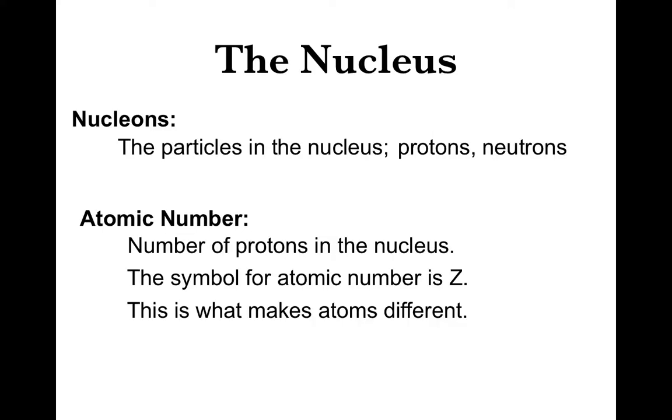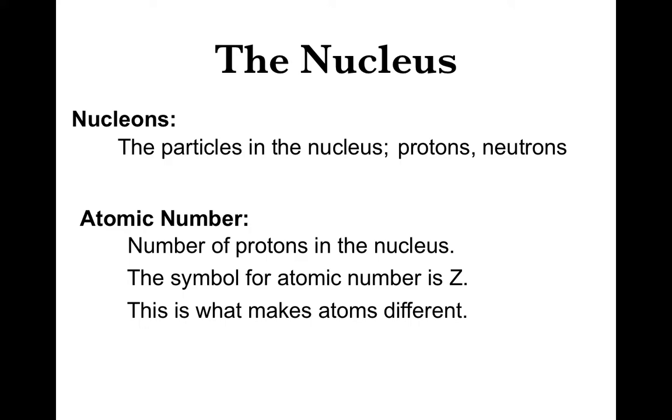We're going to review some of the things that hopefully you already know about the atom. So nucleons, those are the particles that are found in the nucleus, right? The nucleons are the protons and the neutrons. The other thing you have to remember about the atom is the atomic number. If you think about the periodic table, the atomic number tells you the number of protons that are in the nucleus. The symbol for the atomic number is a capital Z. That's just when you're looking at a generic atom. The atomic number is a Z.